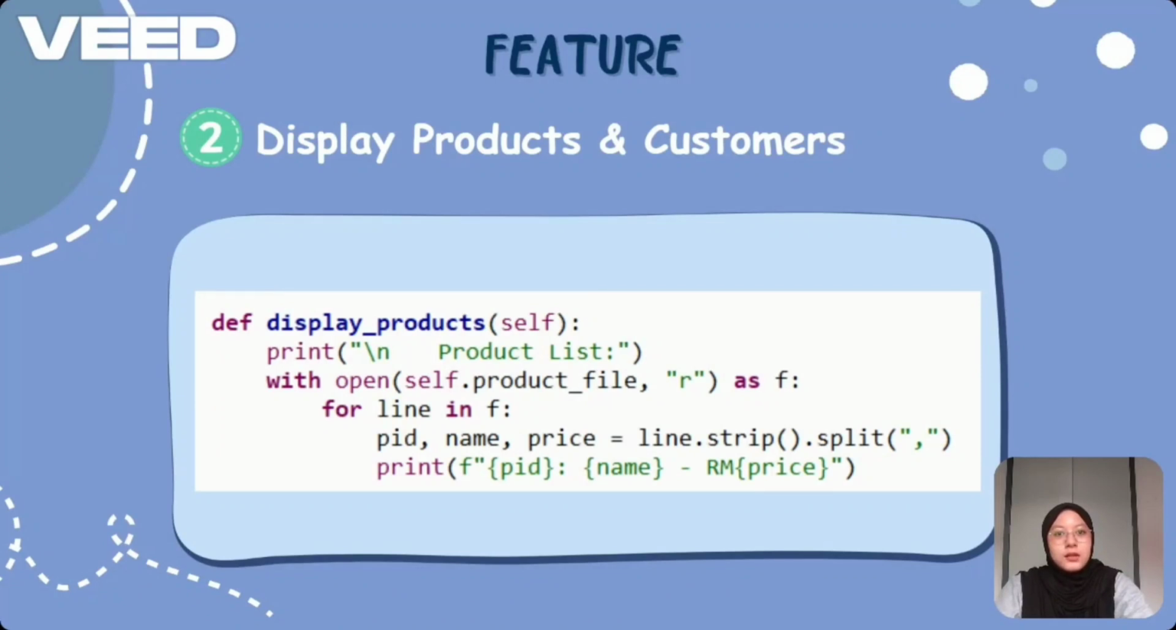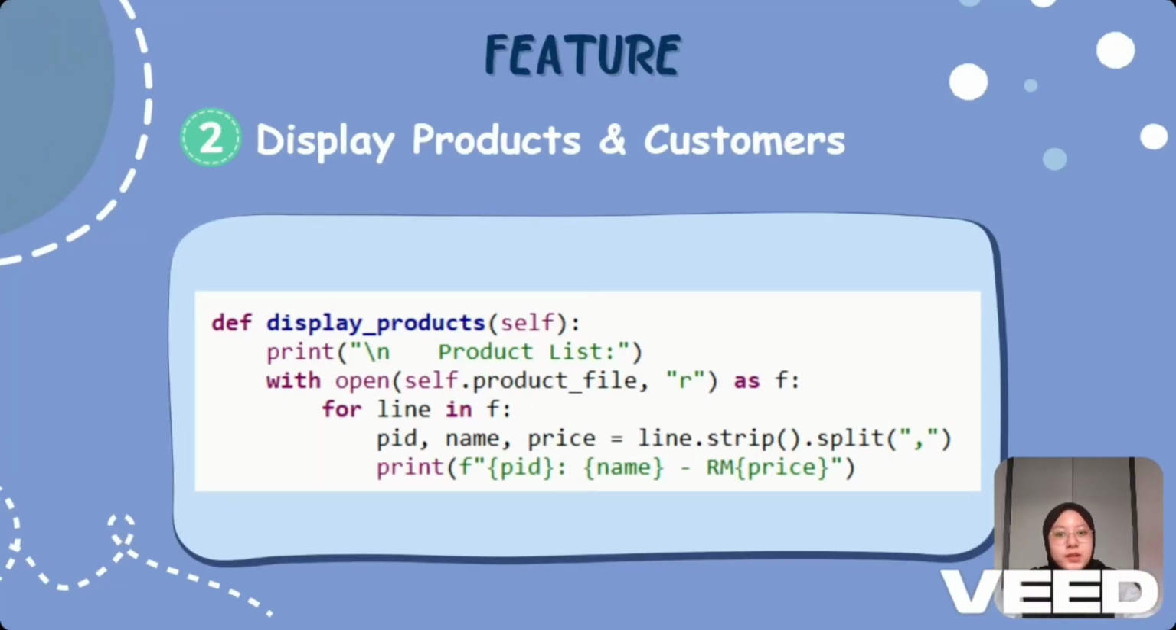So next I will continue with the second feature, which is display products and customers. So what is the function of this feature? This feature allows the system to retrieve and present data for both products and customers stored in external files, and it consists of two main functions.